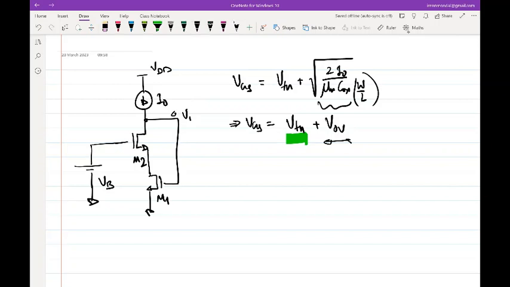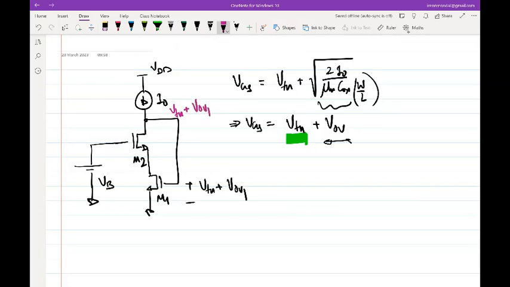No, let's not go that way. Let's go this way. So M1, the gate to source voltage of M1 is threshold voltage plus V overdrive of M1. Right? So this is connected to this node, so this node is also threshold voltage plus V overdrive of M1.